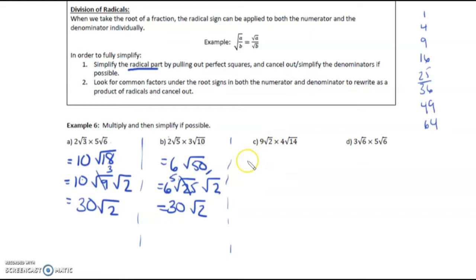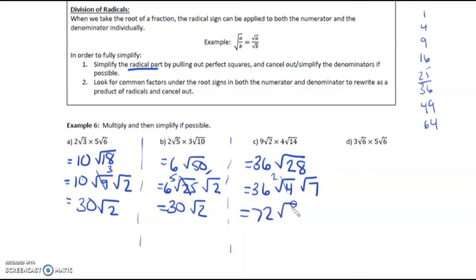Okay, so let's multiply C. 9 times 4 is 36, and then 14 times 2 is 28. So we can break down 28 into root 4, root 7. And root 4 is just 2, so 36 times 2 is 72, and then we leave the root 7.